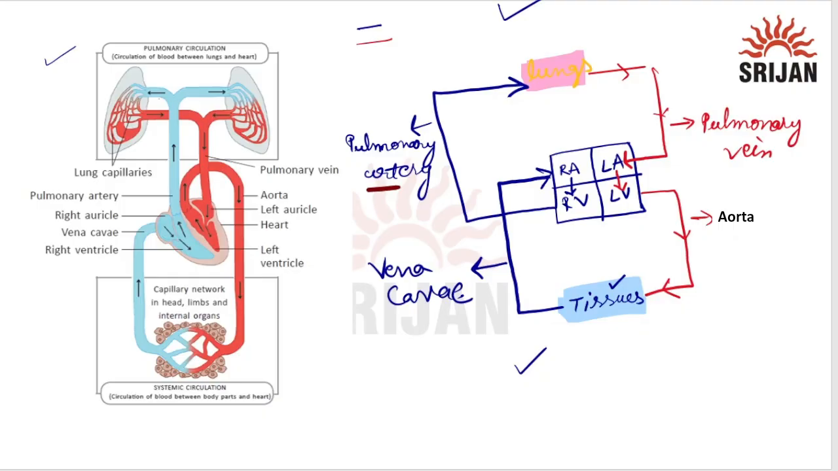Now let us understand this diagram. See, this is right auricle, this is left auricle, this is right ventricle, this one left ventricle. The blood is passing from the tissues in this direction to the right auricle, then the right ventricle. Then it passes to the lungs for oxygenation. Then the blood is sent to the left auricle, then to the left ventricle. Then it is supplied to the whole body.